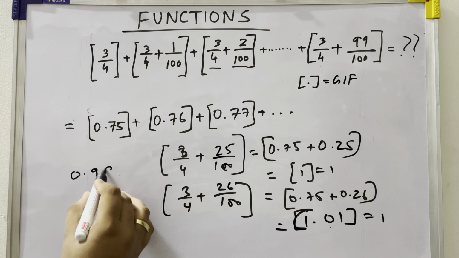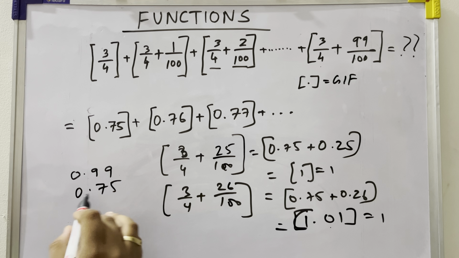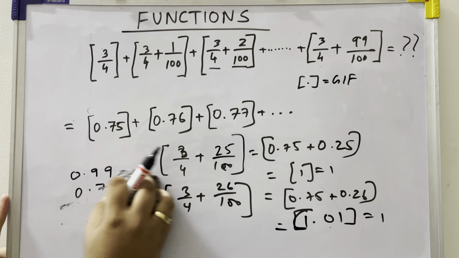This is 0.99 and this is 0.75. So 1.74 is the last term, whose value is again 1. So now you saw this part.